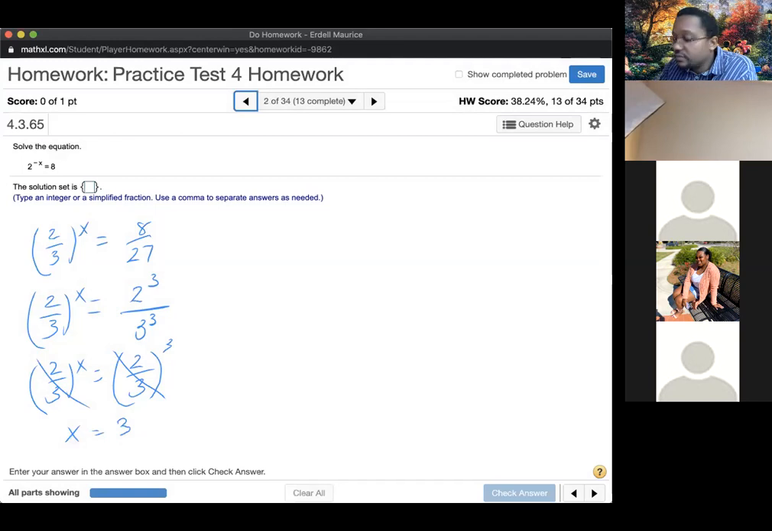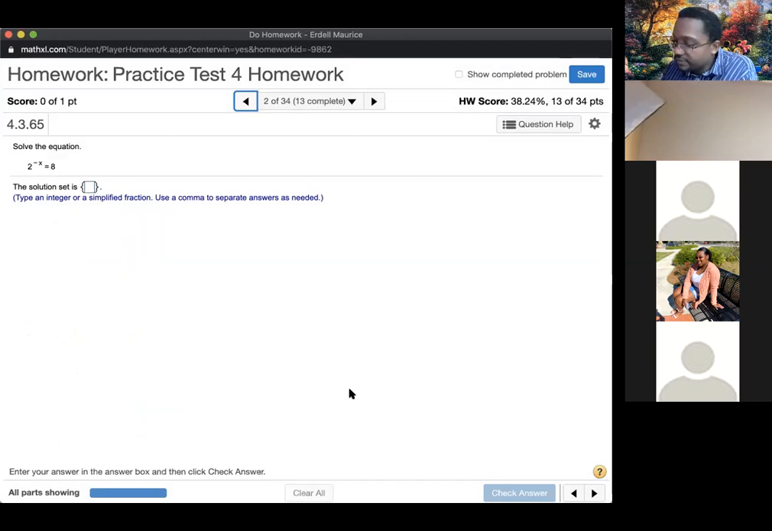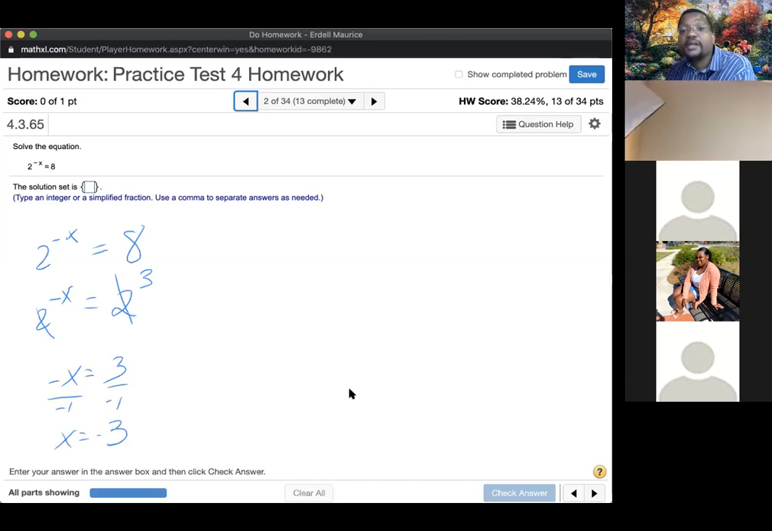2 questions to go. 2 to the negative x is equal to 8. 2 to the negative x is equal to 2 cubed. Cancel. Cancel. Negative x is 3, so x is equal to negative 3. Any questions there?